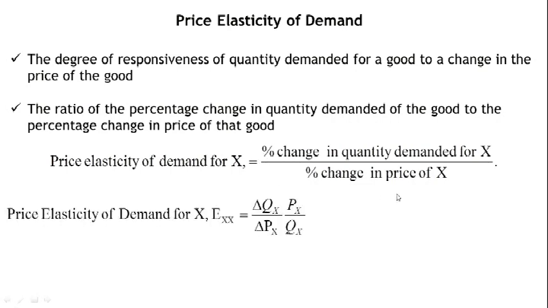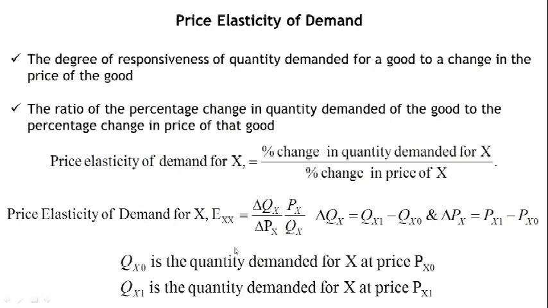By symbol, price elasticity of demand can be measured by using this formula. To read out, price elasticity of demand for a good X equals change in quantity demanded for X divided by change in price of X, multiplied by initial price of X divided by initial quantity demanded for X. Here, change in quantity demanded for X equals Qx1 minus Qx0 and change in price of X equals Px1 minus Px0, where Qx0 is the quantity demanded for X at price Px0 and Qx1 is the quantity demanded for X at price Px1.